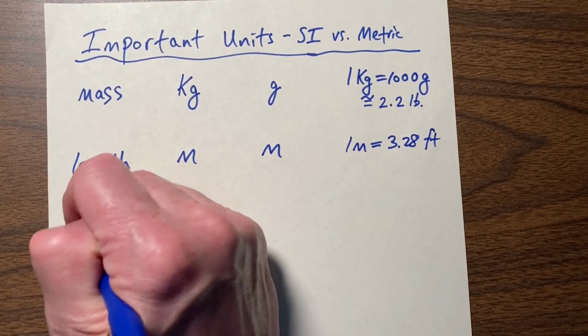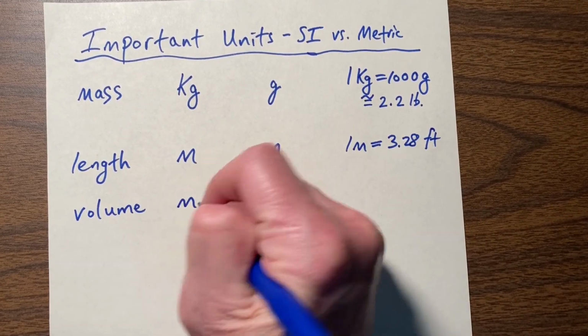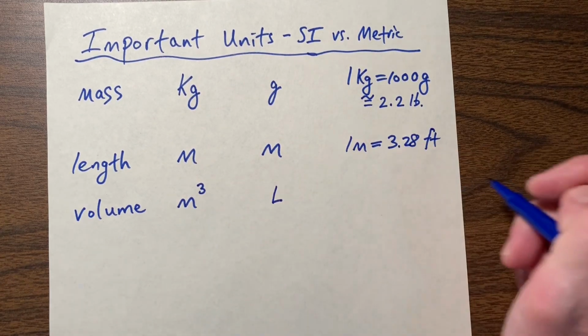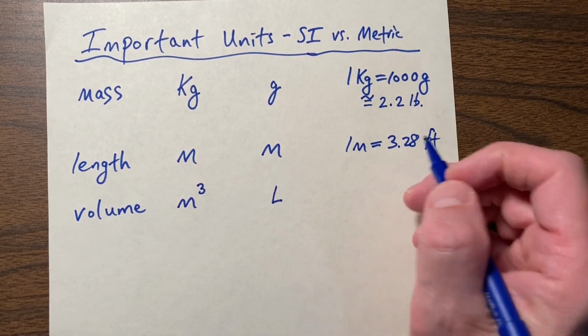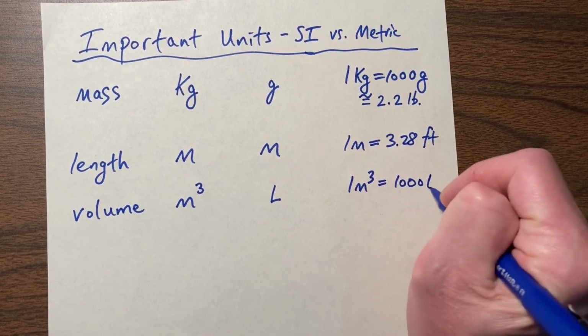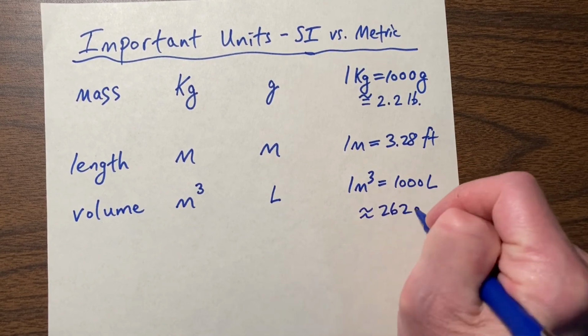Another unit that's important to us is actually a derived unit, volume. The standard unit, the SI unit, is a cubic meter. The metric unit is a liter. 1 cubic meter is pretty large. It's 1,000 liters, about 262 gallons actually.